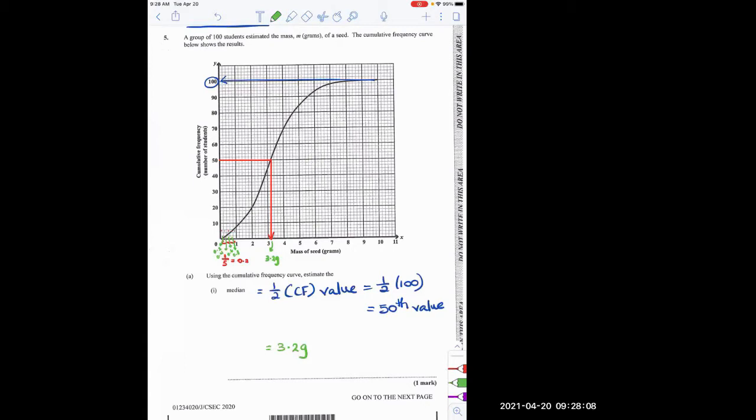Any questions? No, miss. All right, so let's give the others a couple minutes to write that down, and then we will go to find the semi-interquartile range.